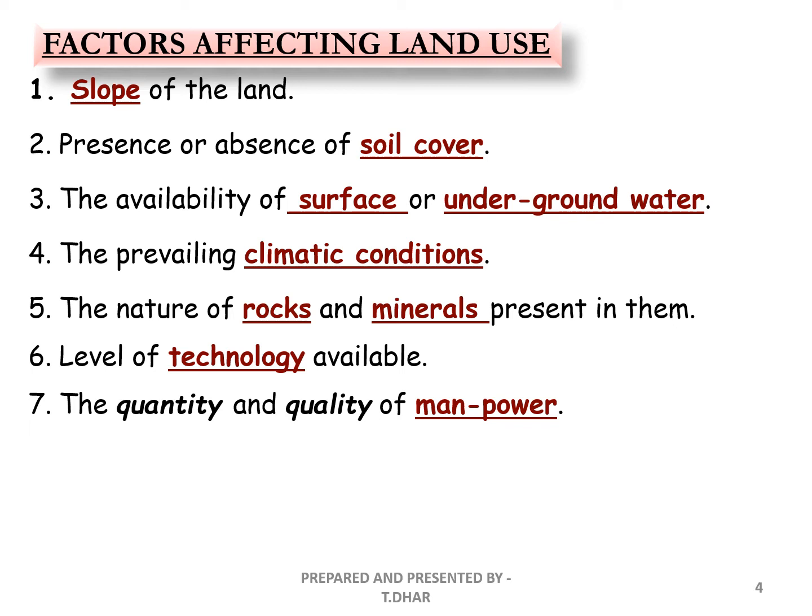Secondly, quality of manpower. Quality here means skilled or unskilled manpower. So if the population is skilled, if the population has got the ability or capability or maybe the qualifications, then they can use the land for various purposes. For example, if an industry is built in that plot of land, and if there is skilled labor, then the skilled labor will increase the productivity of that industry.